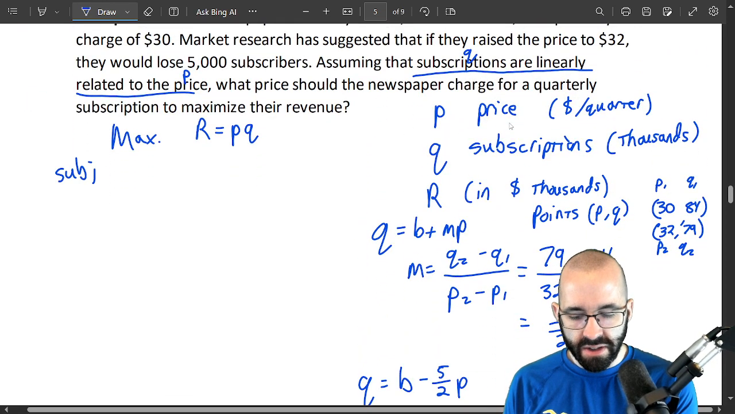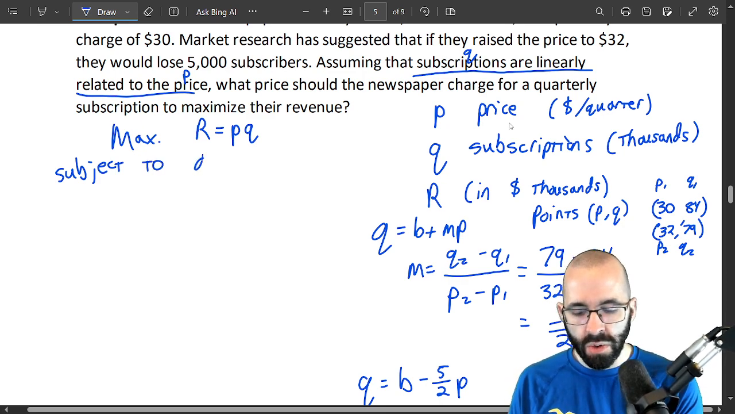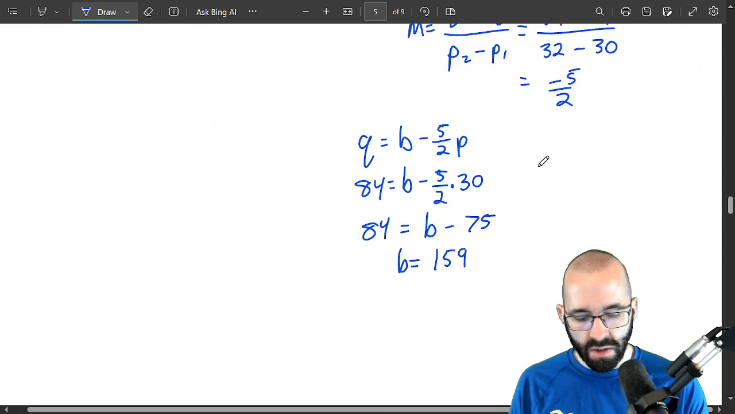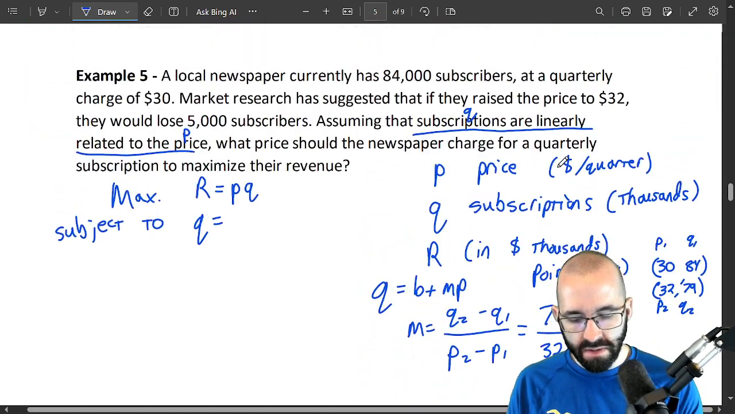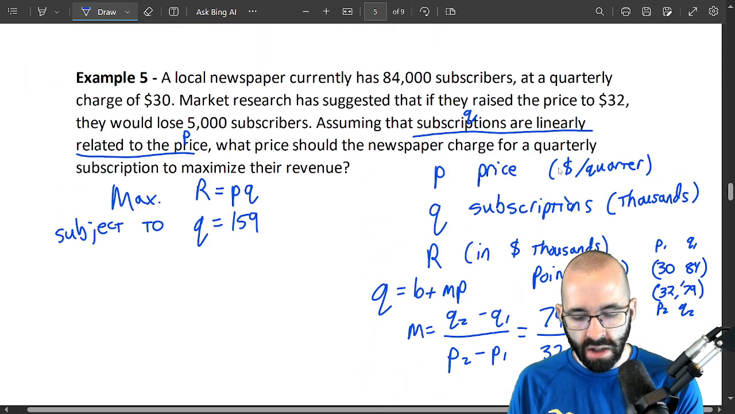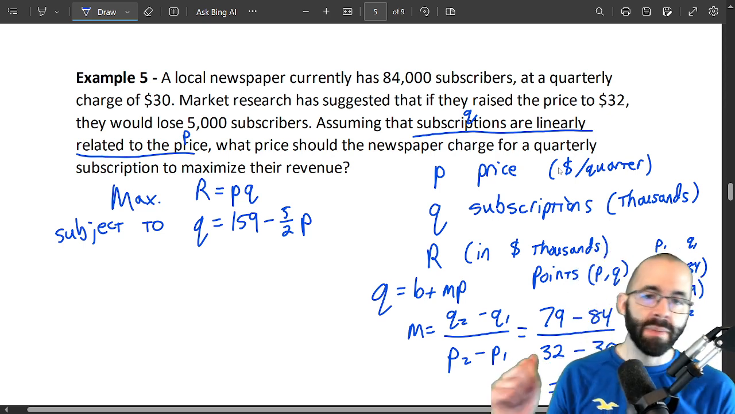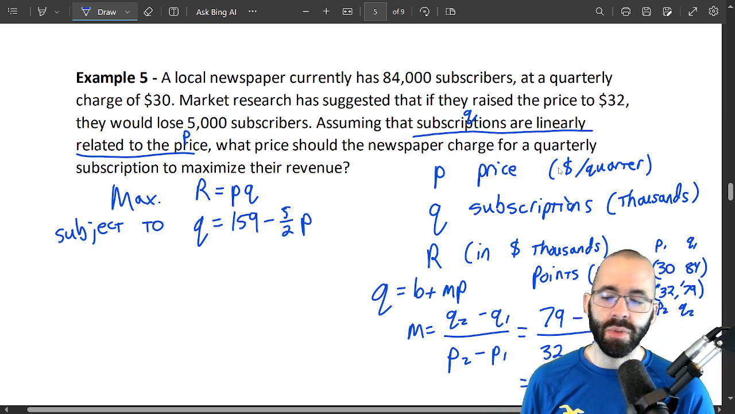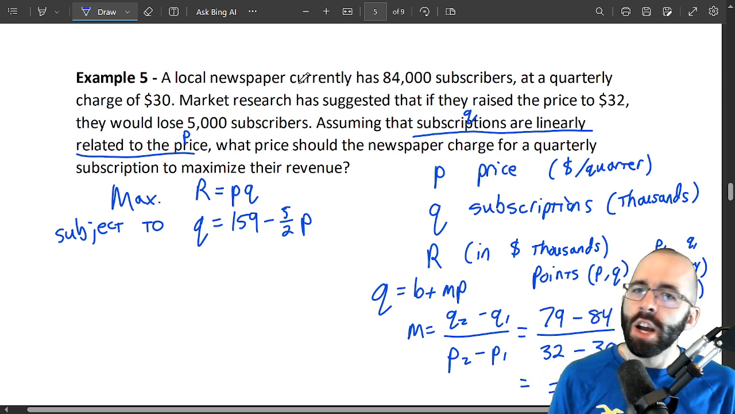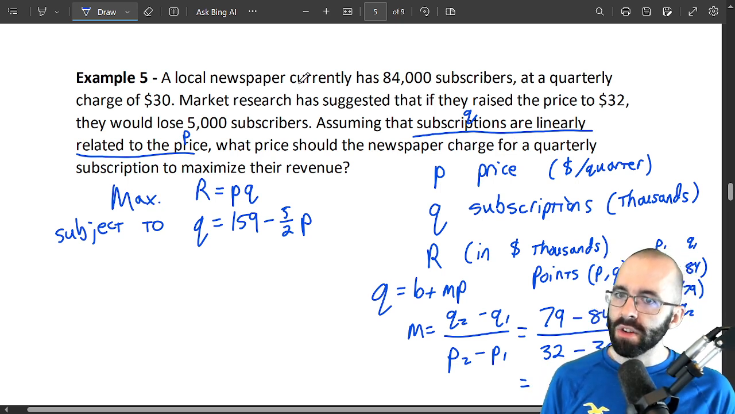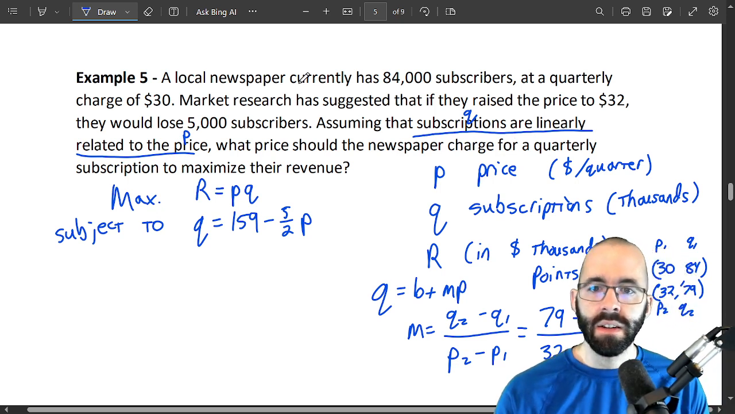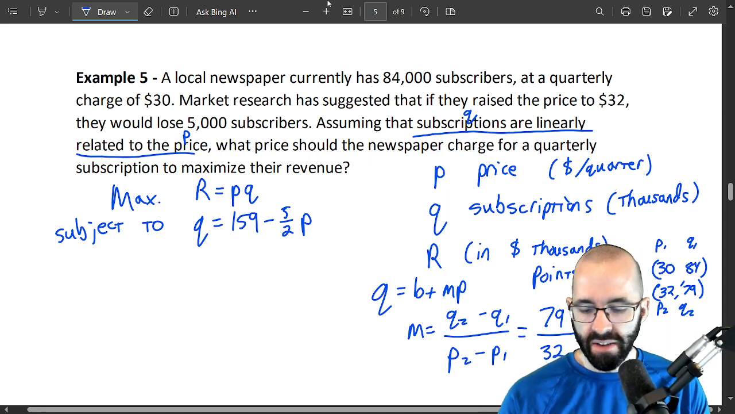So if we wanted to, we'd use the same language as earlier. Subject to the fact that Q is B, which is 159, plus M, which is minus 5/2 times P. This is our problem: maximize the revenue, and we know this is the relationship between quantity and price. Before we go further, let's make sure that this line is right. Q is 159 minus 5/2 P.